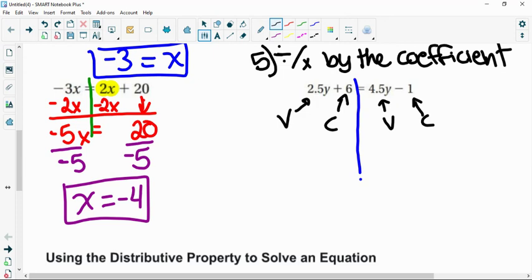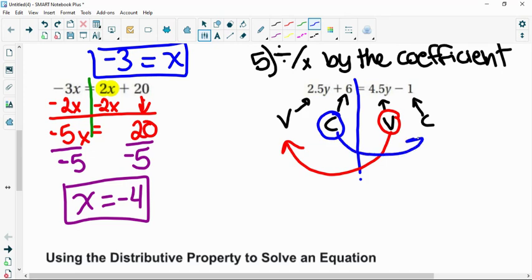So here's what I need to do. I need to take, this is an example, there's actually 4 different ways you could start this equation. But what I could do is take this variable and move it to the left, and this constant and move it to the right. And I would have all the variables on one side and constants on the other.